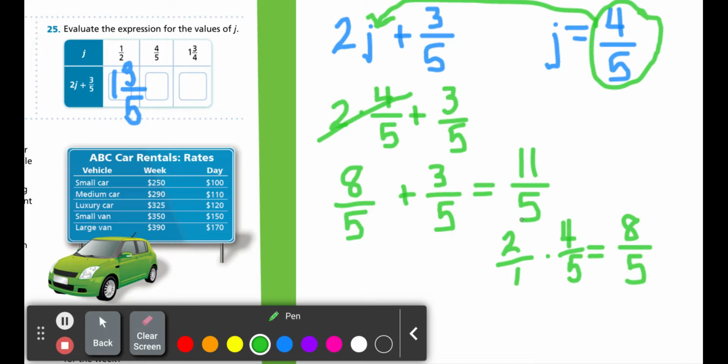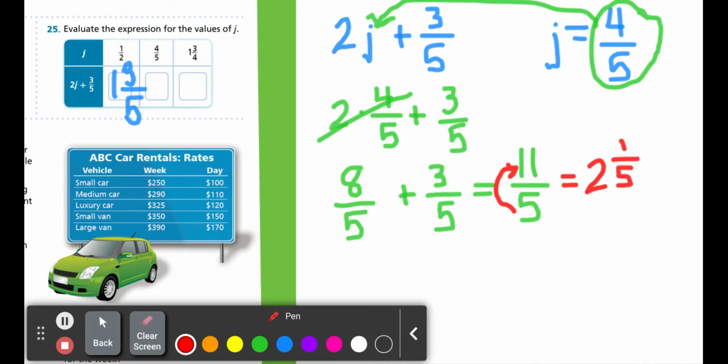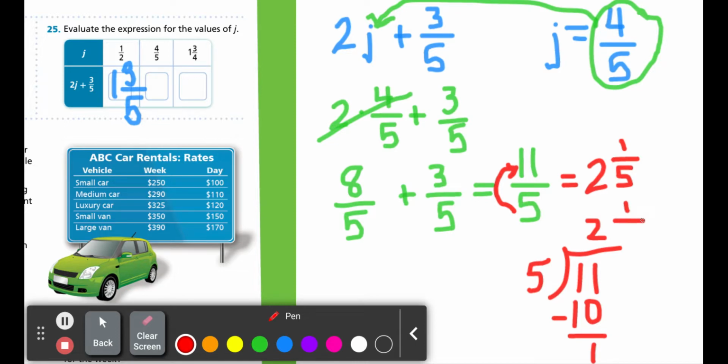And we can't leave this as an improper fraction, so let's convert it back to a mixed number. How many times does 5 go into 11? 5 goes into 11 twice, with 1/5 left over. So I would say 11 divided by 5. 5 goes into 11 twice. I subtract. I write that remainder 1 as my numerator. The number I was dividing by, 5, is my denominator.